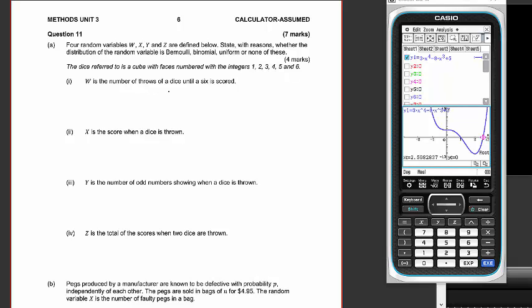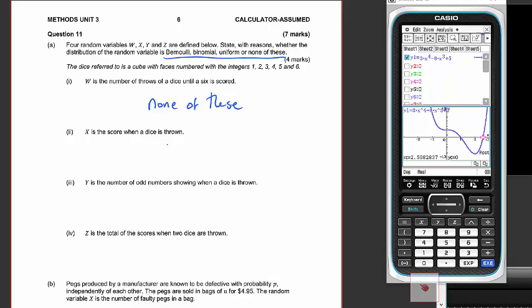W is the number of throws of a dice until a 6 is scored. Well, that's none of these. You should recognize this as being geometric, but you don't need to know about geometric here.